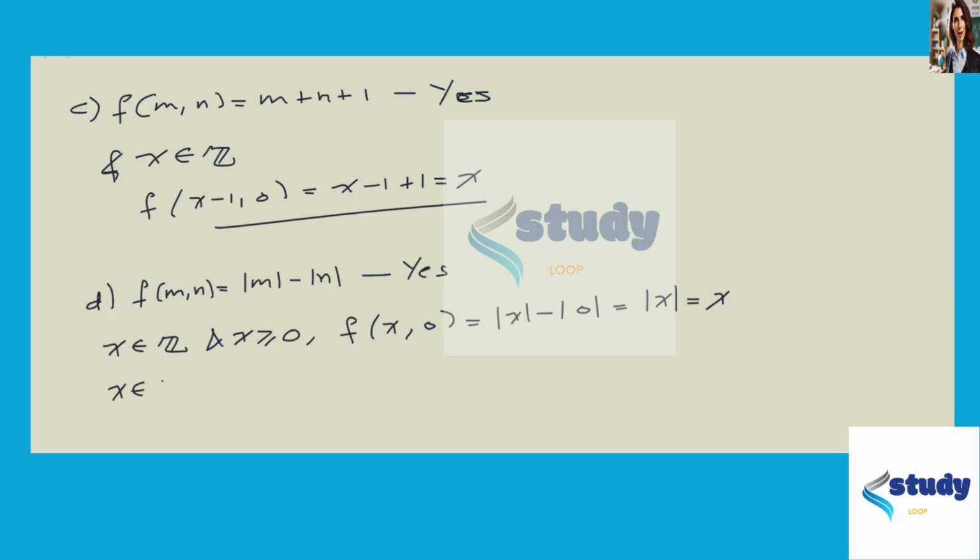Now you need the integers which are less than 0 as well. So when x is less than 0, what you will do is take 0 and x. This is going to be absolute value of 0 minus absolute value of x, which is equal to negative absolute value of x. But since x is negative already, this number is just simply x. So yes, this is onto.